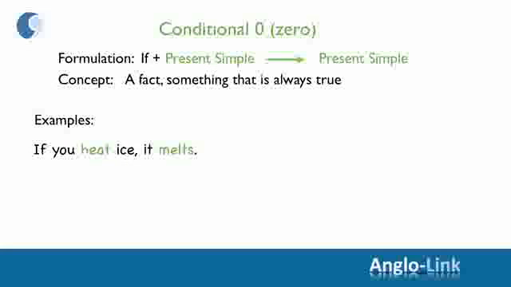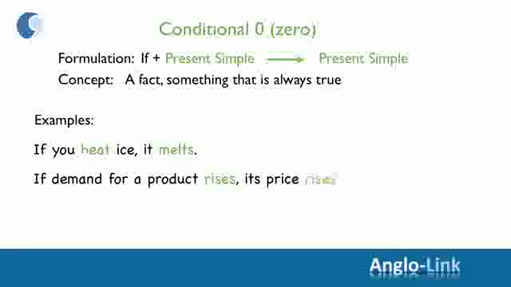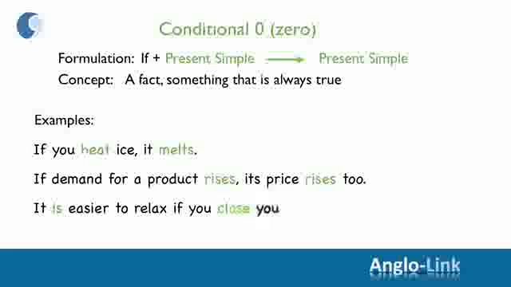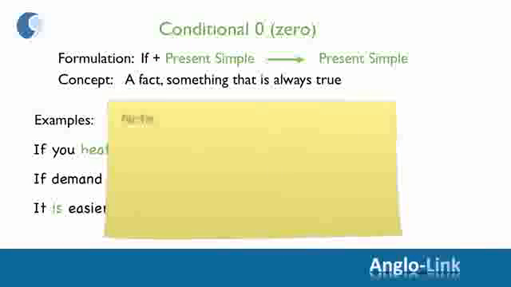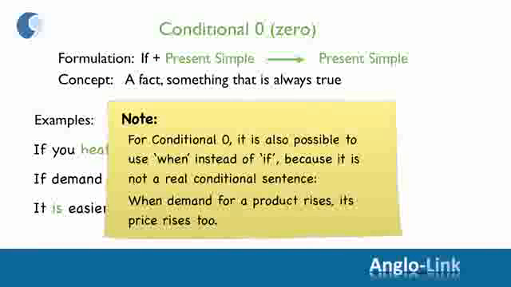If you heat ice, it melts. If demand for a product rises, its price rises too. It is easier to relax if you close your eyes. Note that for conditional 0, it is also possible to use when instead of if, because it is not a real conditional sentence. For example, you can say, when demand for a product rises, its price rises too.